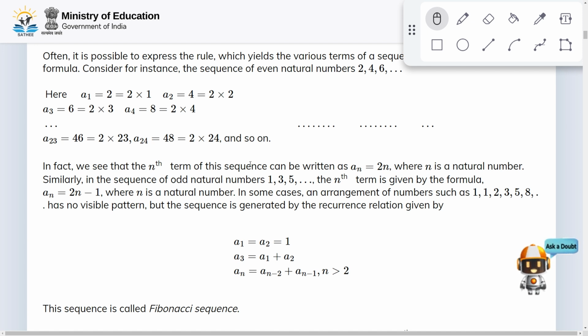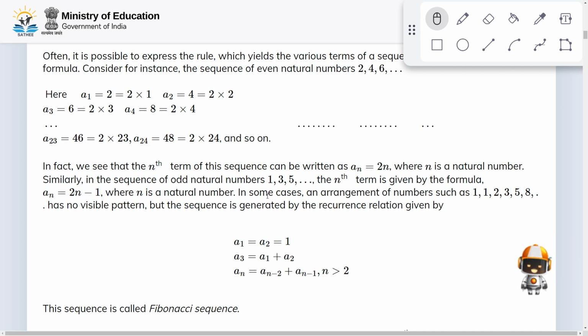So here, the general term a_n is 2 multiplied by n, where n is a natural number. Similarly, in the sequence of odd natural numbers, 1, 3, 5, 7, and so on, the nth formula is given by a_n equals 2n minus 1, where n is a natural number.